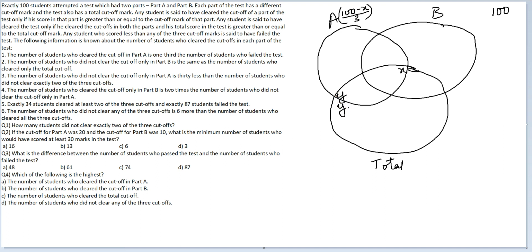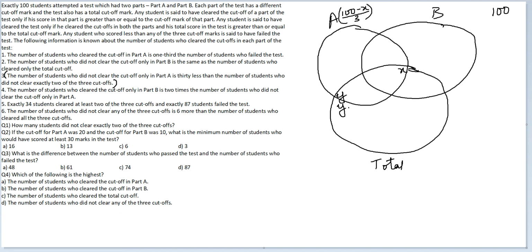The number of students who did not clear the cutoff only in part A is 30 less than the number of students who did not clear exactly two of the three cutoffs. Now this is the kind of statement that I don't like recording right at the beginning because it talks of multiple regions. I don't have variables there, so I will come back to this third statement and take care of it later. Let's get to part 4.